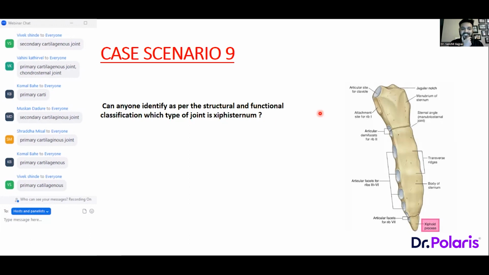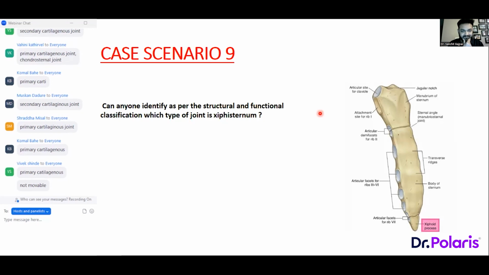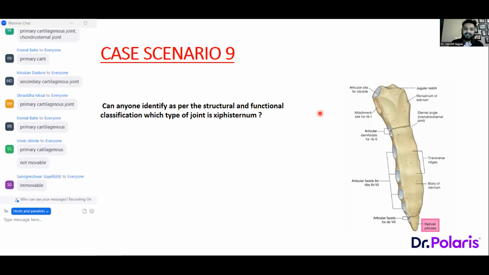What is synarthrosis? In the beginning, I told you, as there is no joint cavity between the two bones, it is not movable. Synarthrosis is immovable. So that is why this thing cannot move. One side we call it functionally: it is synarthrosis.